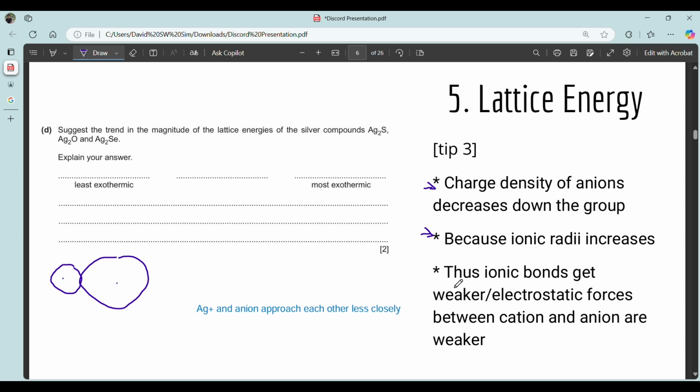So another way to answer is, rather than just saying ionic bonds get weaker, you be more specific. The cation and anion approach each other less closely. That is another way to answer this. So, do you have any questions?